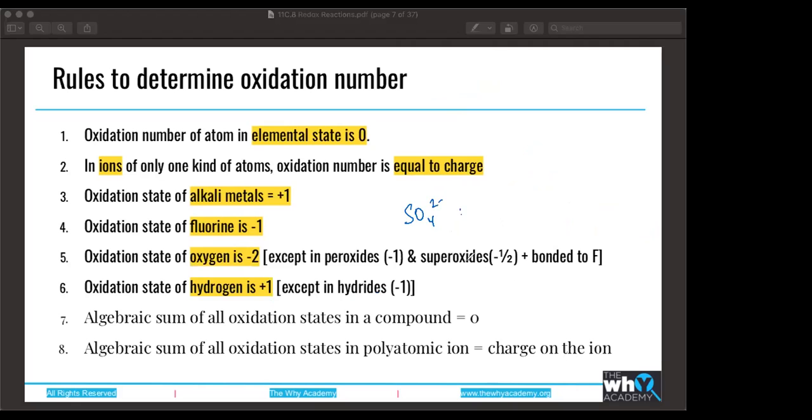Can you repeat the question, please? Yeah, what is the oxidation state of sulfur in sulfate ion? +6. Okay, so how did you calculate that, Sid?